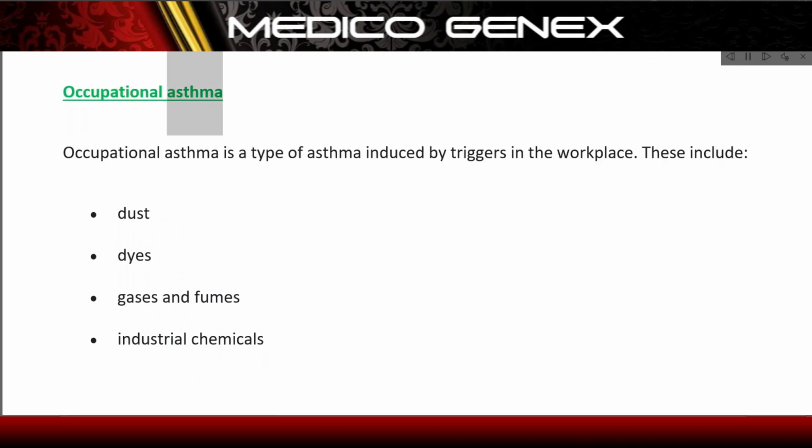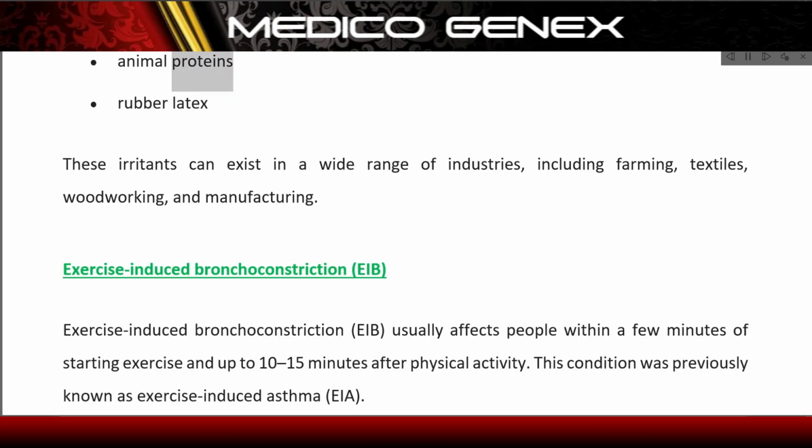Occupational asthma. Occupational asthma is a type of asthma induced by triggers in the workplace. These include dust, dyes, gases and fumes, industrial chemicals, animal proteins, rubber latex. These irritants can exist in a wide range of industries, including farming, textiles, woodworking, and manufacturing.